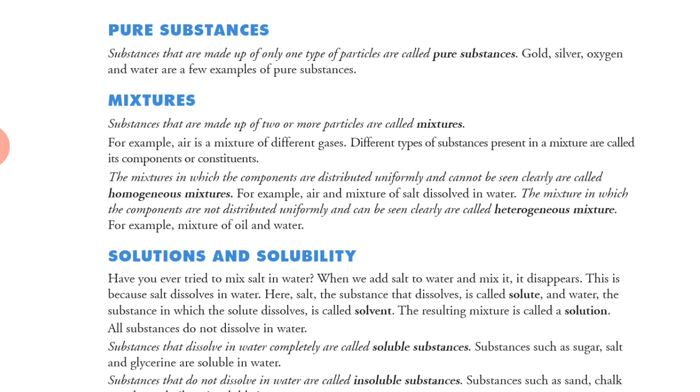Got it, dear students? Pure substances, only one type of particles. Mixture, two or more types of particles. Homogeneous: we studied air and a mixture of salt dissolved in water. Heterogeneous: mixture of oil and water. Solution and solubility. Now we will study.